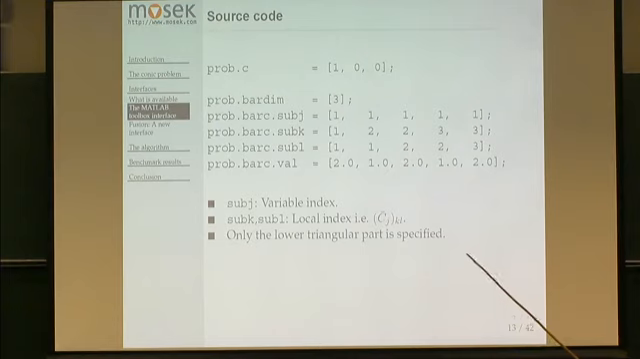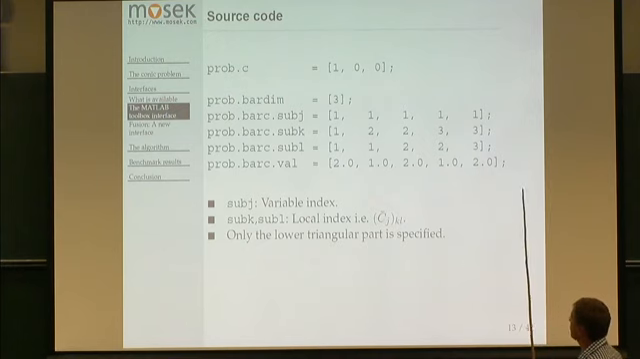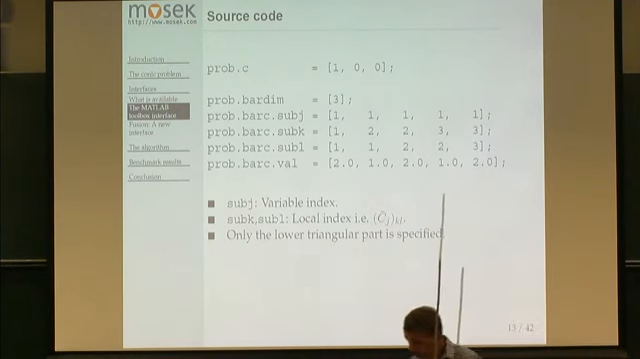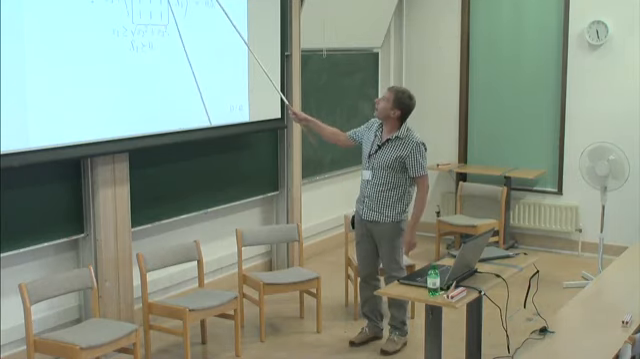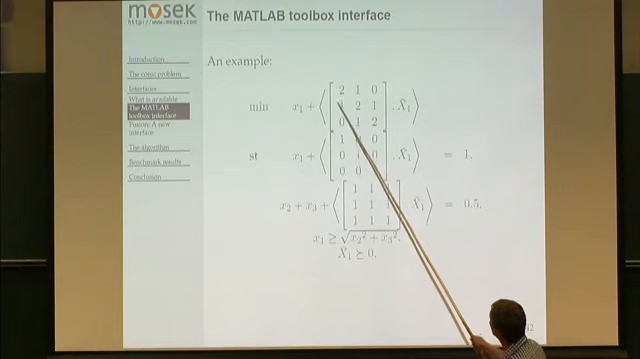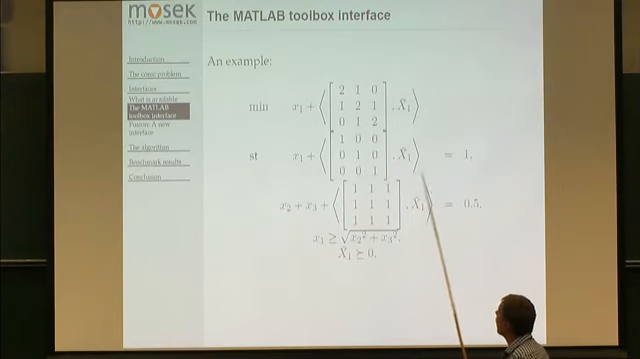The next thing we do is that we specify the bar C corresponding to the first semi-definite variable. And the way we do it is that we specify the lower triangular part of this matrix on coordinate form.